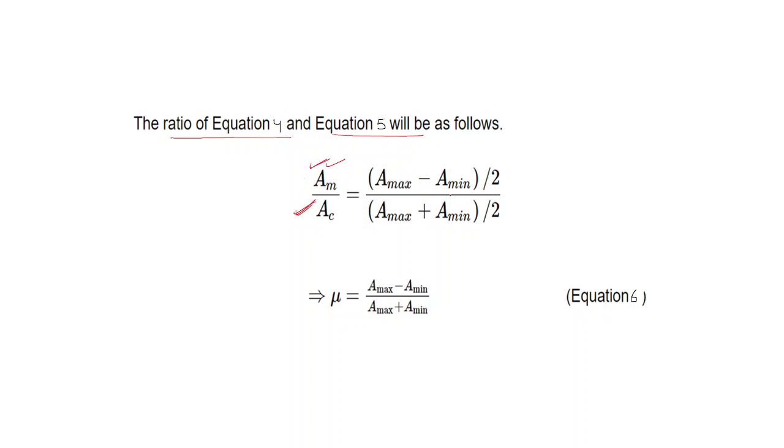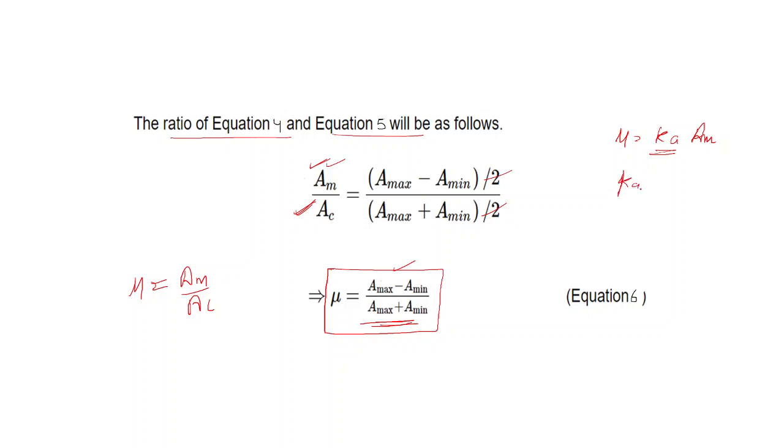So we can use this value, and while removing these two from numerator and denominator, the modulation index or modulation depth is in this way: Amax minus Amin over Amax plus Amin. So either we can calculate mu using AM by AC, or we can use it this way. So we are having two values. And one more thing, we can write mu equal to Ka AM. Here Ka is equal to 1 by AC. So either we can write it this way, or this way.